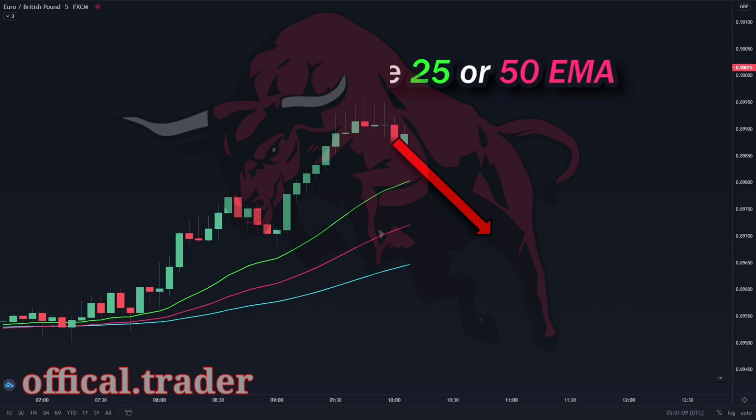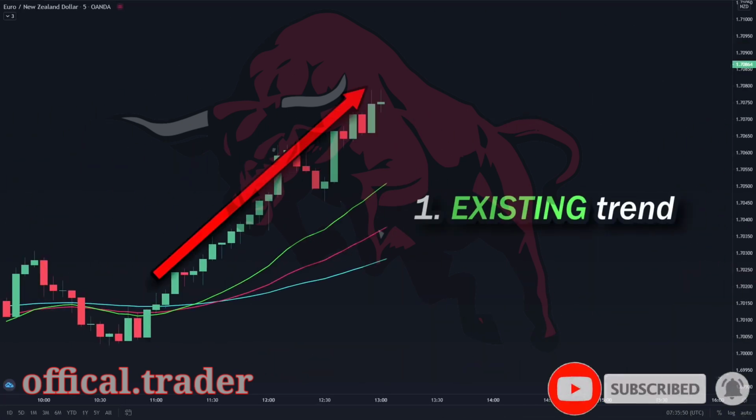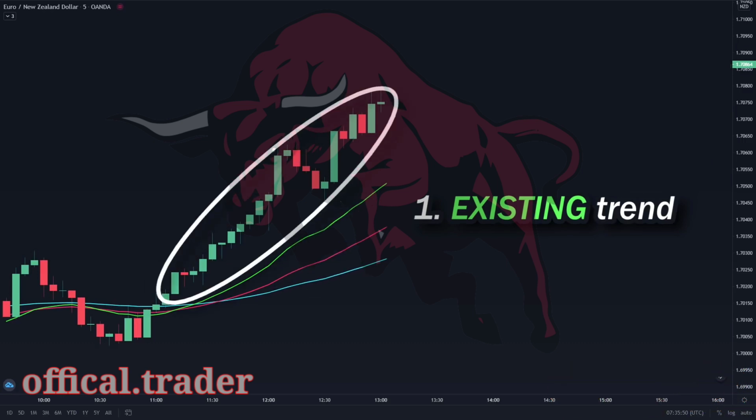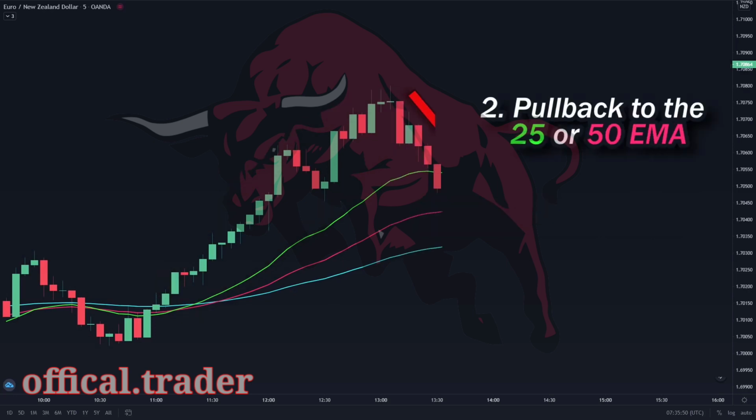Let me show you what I mean. So in this chart, we have spotted an existing uptrend as shown by the 3 EMA. All of them are heading upwards while the candles are above them. Next, you want to wait for the price to make a pullback towards the 25 or 50 EMA. And so this will act as our entry setup.